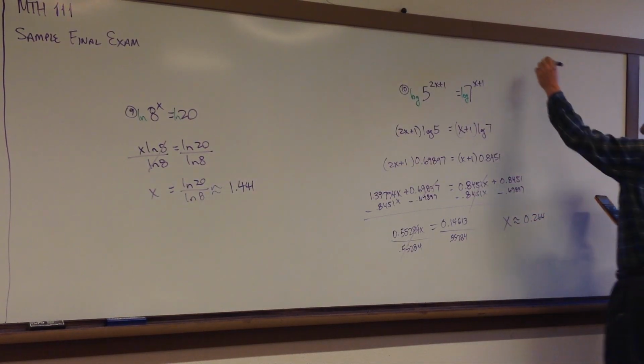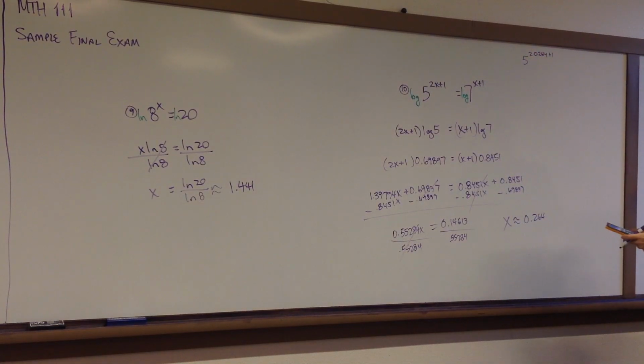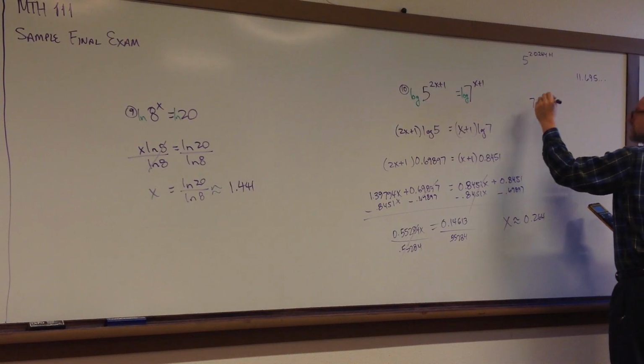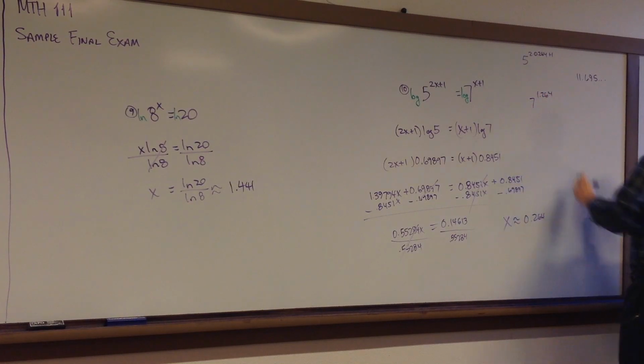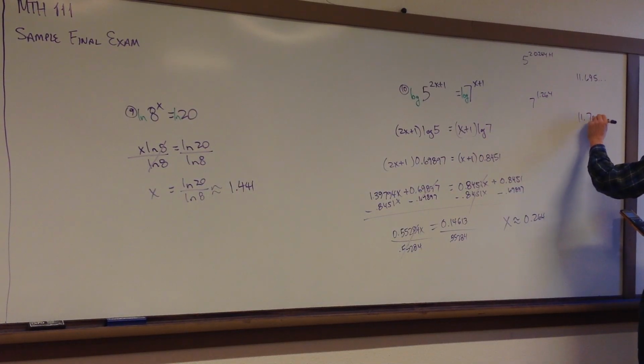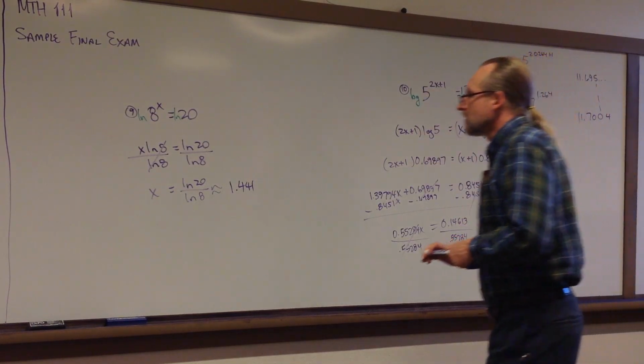0.264. Let's see, we can check our answer, 0.264 plus 1. 11.695, let's say. And then 7 to the 1.264. 11.7. So we're off by a little bit, like 5 thousandths or thereabouts. Okay, so close enough for our purposes. Okay, so those are the two exponent equations.